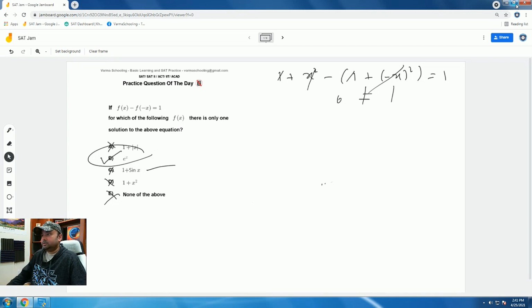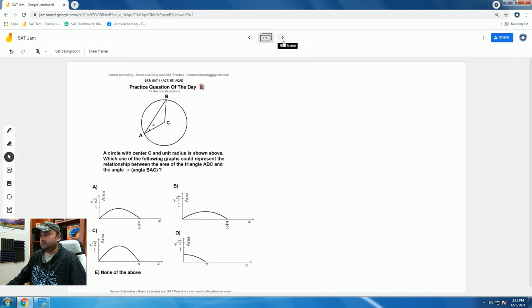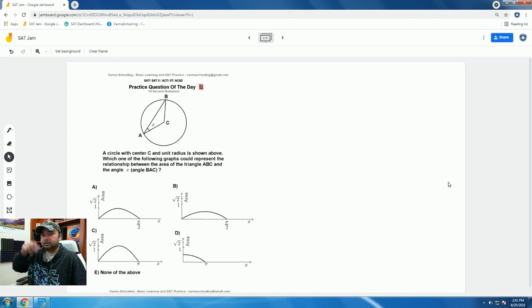So the next question I want to go over today is the area of a triangle that is in a circle. It's a circumcircle of a triangle. So what's happening here? A circle with center C and unit radius is shown above. Which one of the following graphs could represent the relationship between the area of the triangle and the angle x?